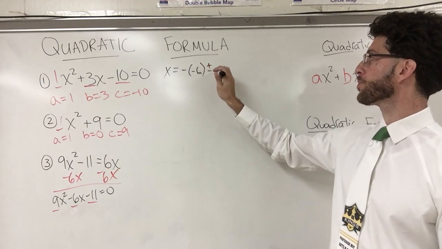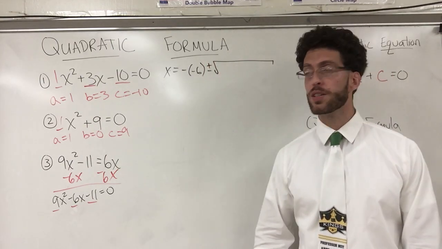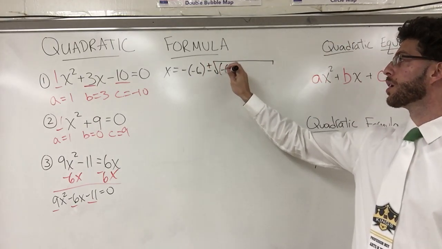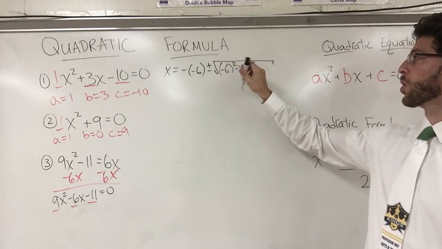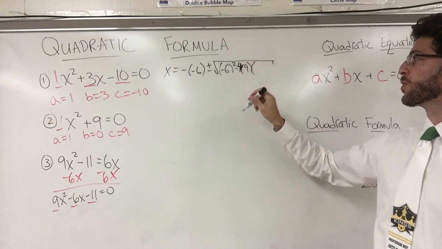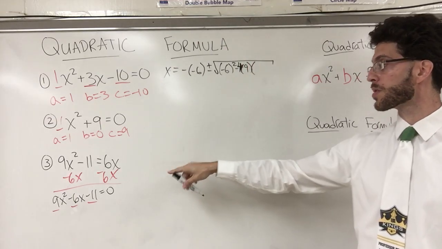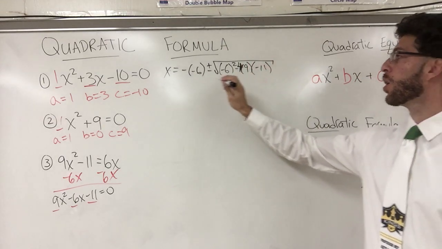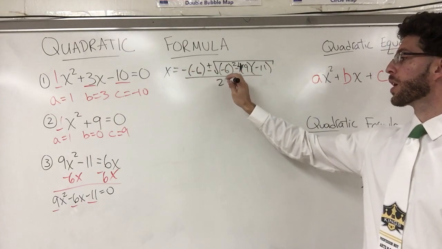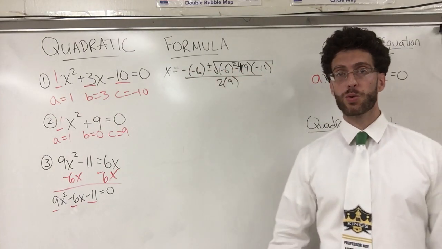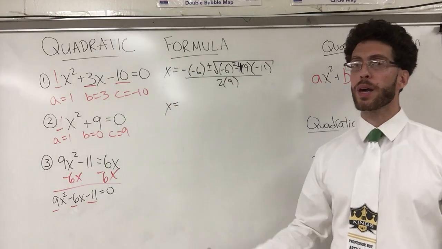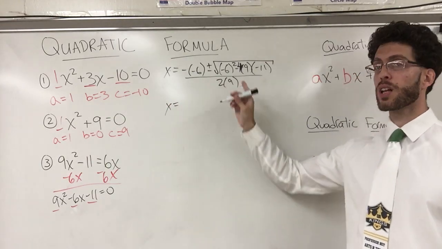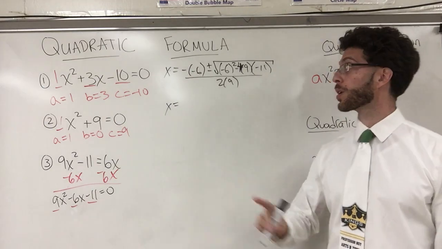Plus or minus, square root of b squared, which is negative 6 squared, minus 4 times 9, I hope you can see this 4 here, 4 times 9 times negative 11, all over 2a, which is 2 times 9. Whew. This is a lot of work. Be patient, you'll get there. I know there's a lot of room for error as well, so don't rush through it.